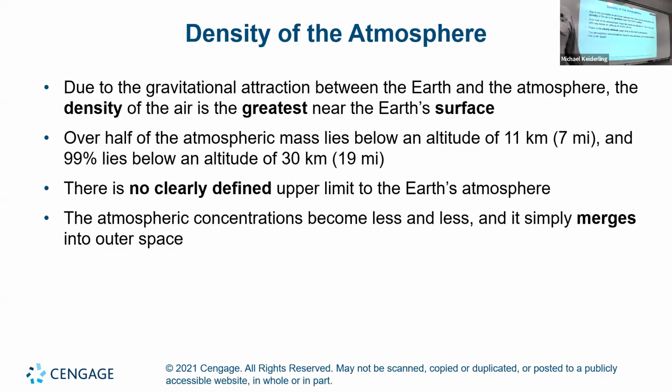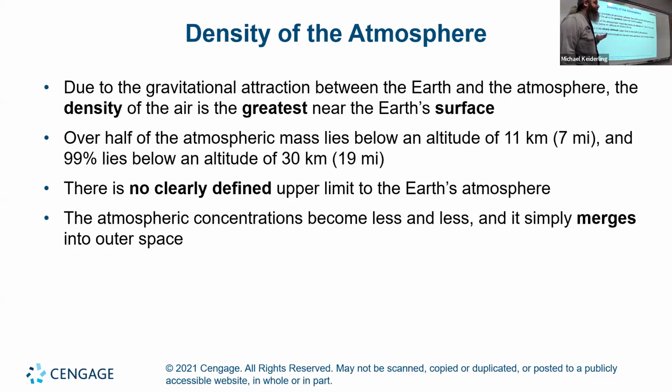Now, the density of the atmosphere varies. So due to the gravitational attraction between the Earth and the atmosphere, the density of air is greatest near the Earth's surface. Basically, gravity is pulling the air down, so all the air above it squeezes it down. It's densest near the surface. And in fact, over half the atmospheric mass lies below an altitude of 11 kilometers, 7 miles, and 99% is below an altitude of 30 kilometers. So the vast majority of the atmosphere is near the bottom.